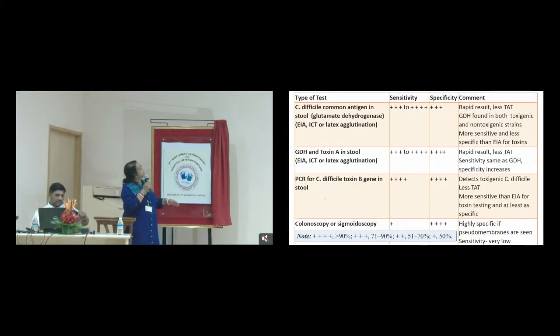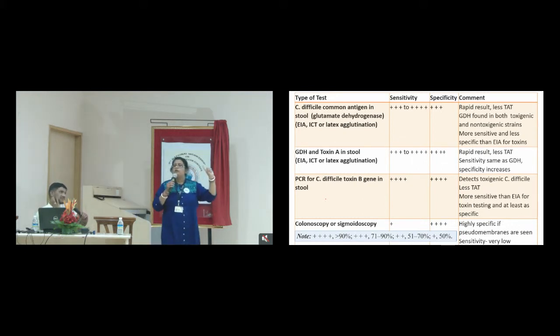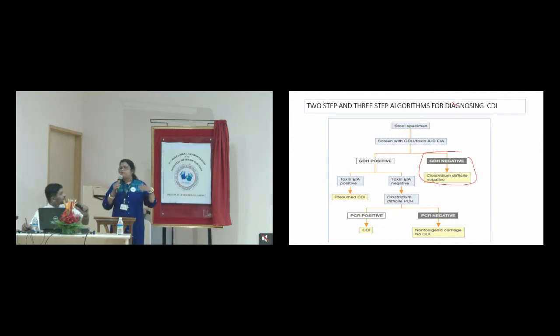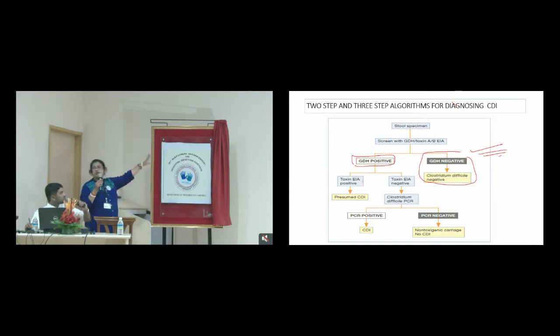Next, we have glutamate dehydrogenase. This is an antigen which is possessed by both the toxigenic and non-toxigenic strains of Clostridium difficile. Just demonstrating the presence of this antigen does not mean that the patient is suffering from a Clostridium difficile infection. But if this antigen is absent, it's negative, and Clostridium difficile is ruled out. Do you understand? So there is an algorithm which is followed.